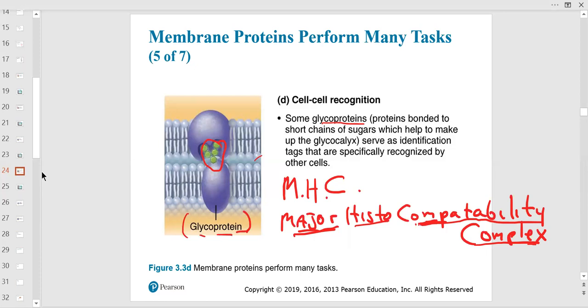If you receive tissue from somebody else, your body knows it's not your MHC. So it treats it like an antigen, which is a foreign substance in your body, and starts an immune response. If you ever received a heart transplant or a kidney transplant or a liver transplant, you'd have to take immunosuppressive drugs, and this is really why. Of course, you'd also have to take anti-inflammation medications like cortisone to stop the immune response. That's what anti-inflammatory or anti-immune means.